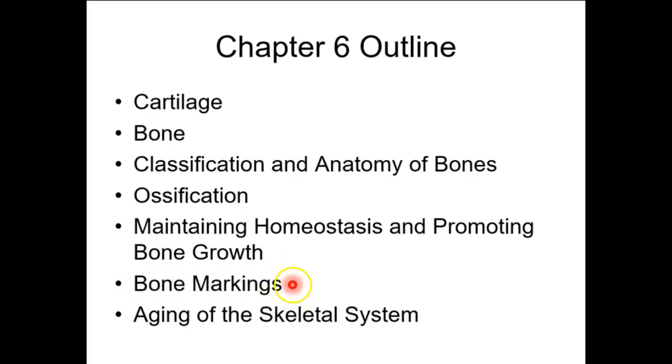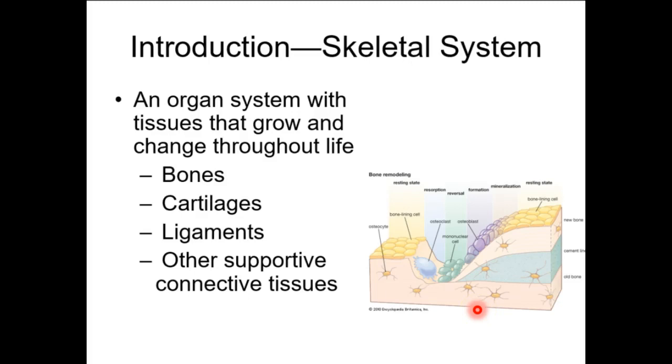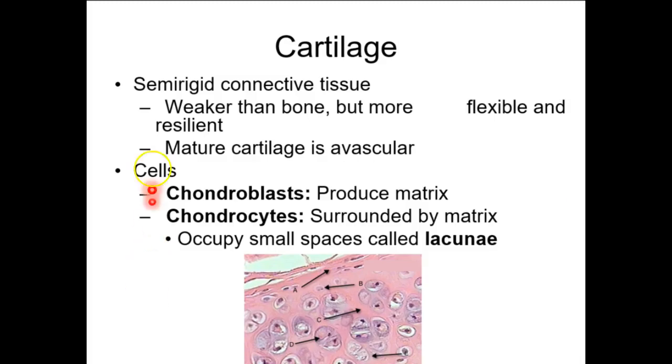Bony markings, the linguistics of bony markings is going to help you considerably to understand the naming conventions used on that great big list of bones that you need to learn. And briefly, aging of the skeletal system, including the nature of osteoporosis, which after the homeostasis of bone growth, aging and osteoporosis make a lot of sense. Bones, cartilage, ligaments, and other supportive connective tissues make up the skeletal system. That's about all I have for you there.